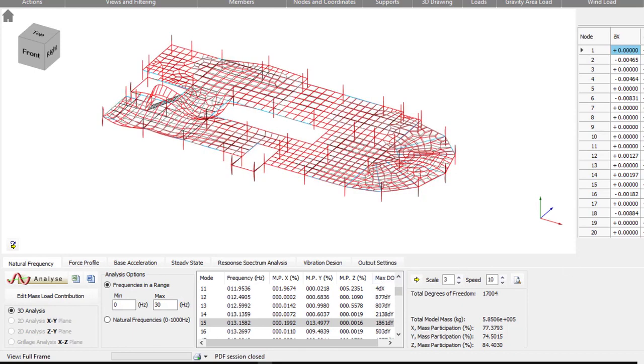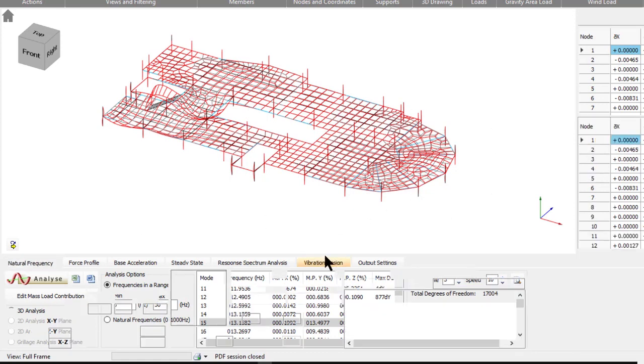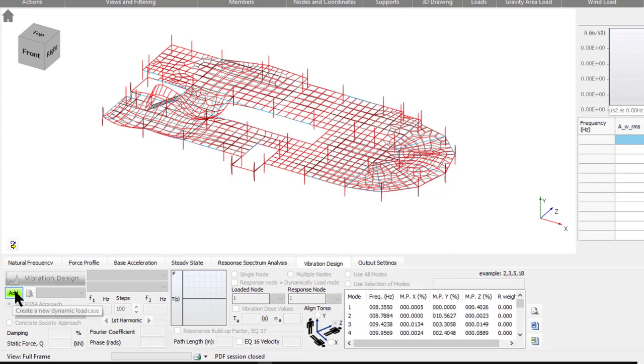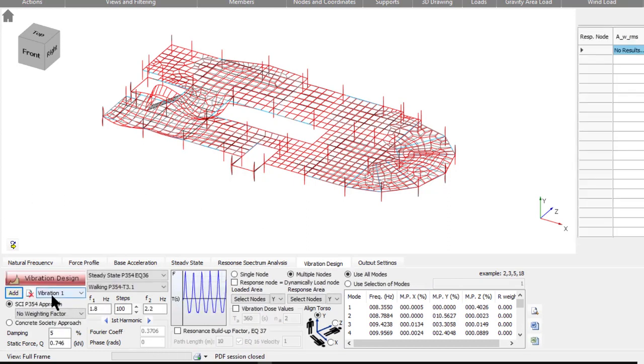What we now want to run is our vibration analysis, so into vibration design. The first thing I'm going to do is add in a loading case, and I'm going to say that it is for residential. I'm going to put the damping down to 1. It'll be 354 steady state, so we'll look at steady state and walking. We'll also go for the recommended for walking of 1.8 to 2.2, but we'll not take 100 steps. We'll speed things up by taking 10 steps.